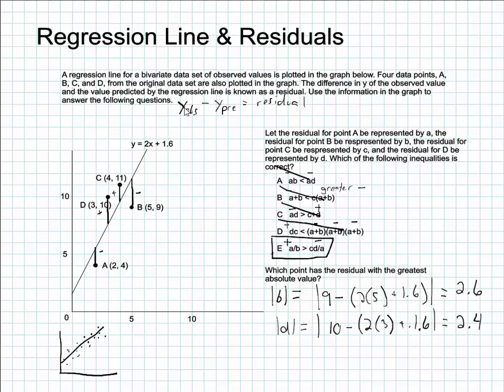So that leaves us with the residual B having a greater magnitude, or a greater absolute value, than D. So point B has the residual with the greatest absolute value.